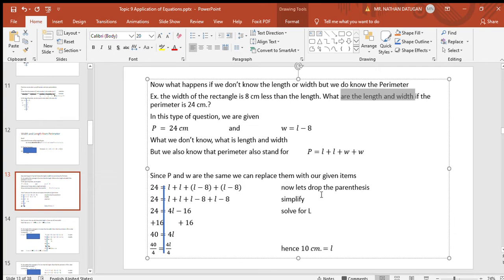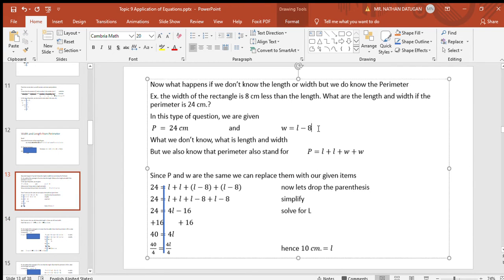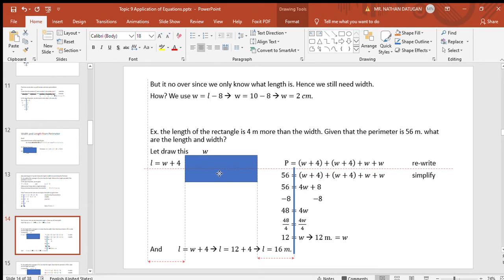But there's a better equation that shows us what we want. Is there an equation you can see? It's right here. W is equal to L minus 8. We can simply plug 10 to this equation to get W. So now we're going to get W equals L minus 8, which if you plug in 10 to L, you get 10 minus 8, which is 2 centimeter. Again, we're talking about measurement, so don't forget your unit.